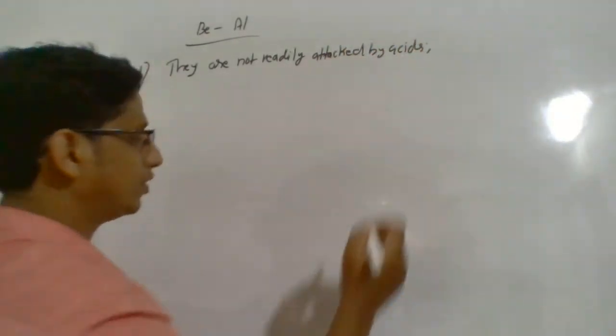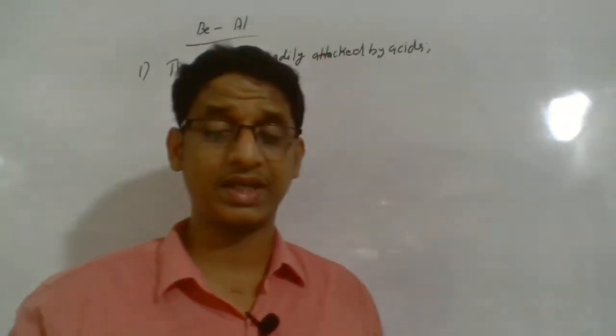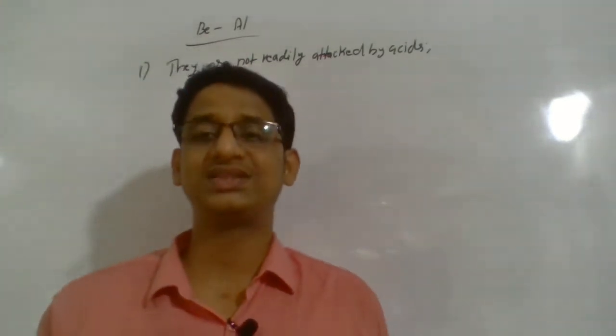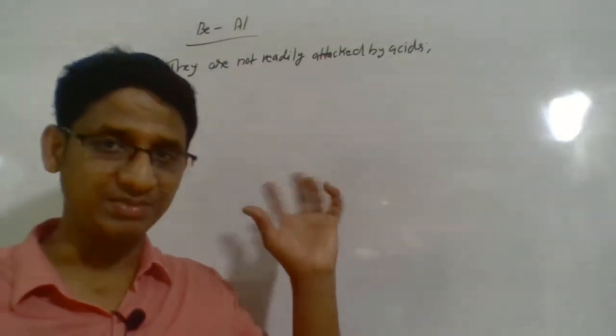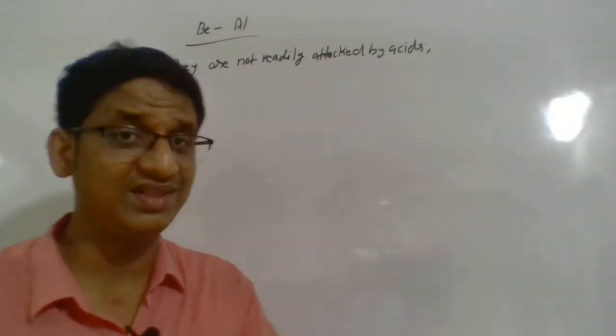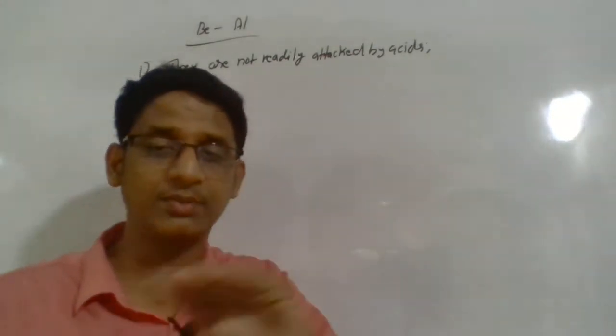Metals generally react with acids to form hydrogen. That's one of the general properties. But you will see a similarity between beryllium and aluminium: they are not easily attacked by an acid because they have an oxide film on the surface.